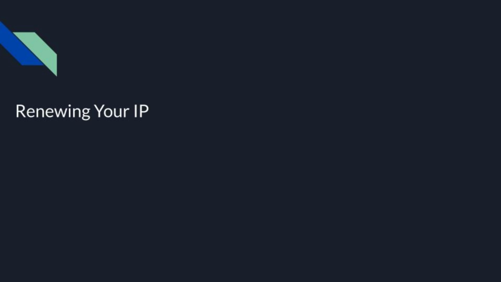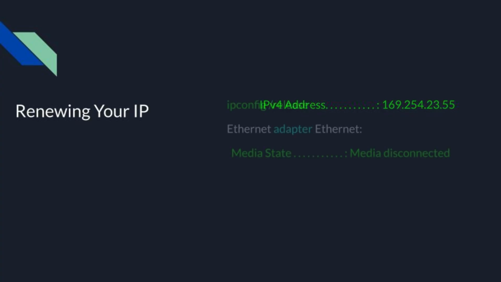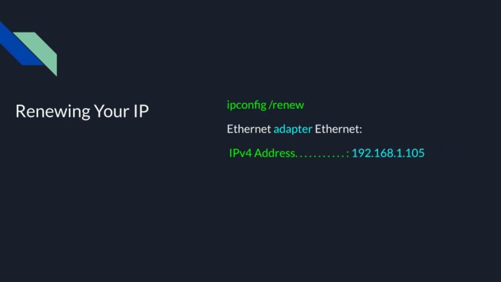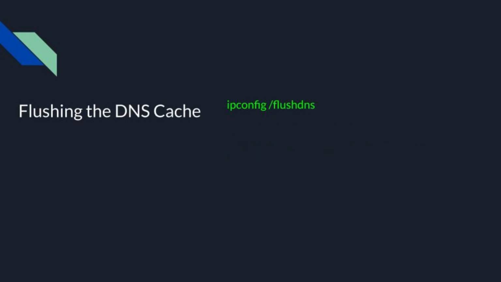Renewing your IP. Sometimes your system doesn't get a proper IP address from the router. You might see something like this. This is called an APIPA address, which means your PC couldn't contact the DHCP server. To fix this, type ipconfig /release. This drops your current IP. The screen may show this. Now type ipconfig /renew. This asks the DHCP server for a new IP. If successful, you'll see your proper IP address again, like 192.168.1.105.